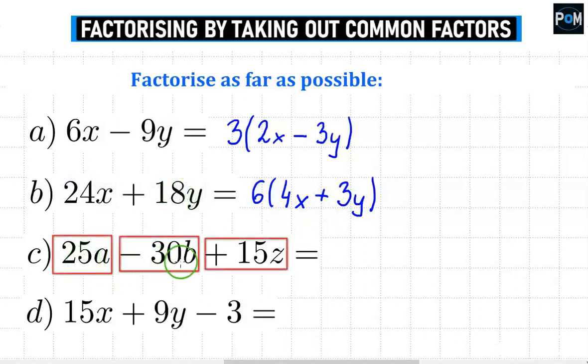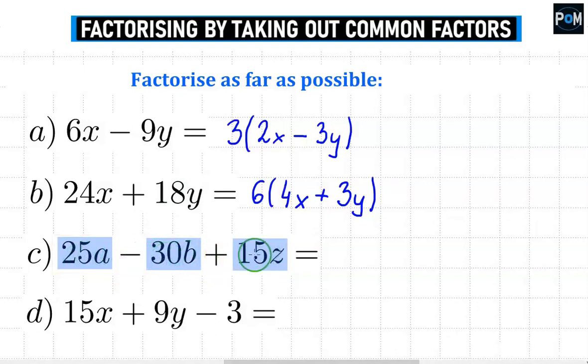In example C, we have 3 terms. We need to see what these 3 numbers, 25, 30, and 15, could be divided by. These 3 numbers are divisible by 5, so now we're figuring out that to get 25a, we would have to multiply by 5a. Then, to get 30b here, we need to multiply the 5 in front by 6 and also by the letter b. 5 times 6b results in 30b. And to get 15z, this 5 at the front would have to be multiplied by 3z. So multiplying in order 5 by these 3 consecutive terms in the bracket, we get what was here.